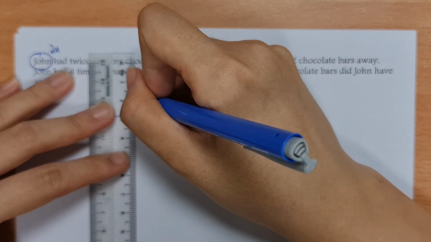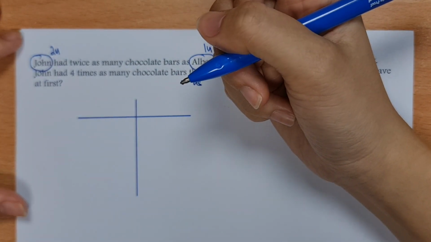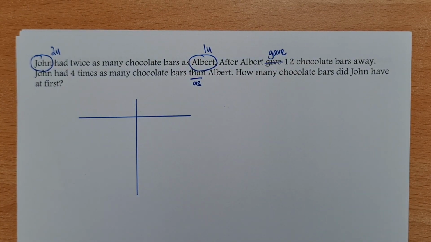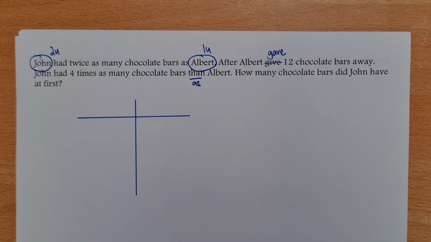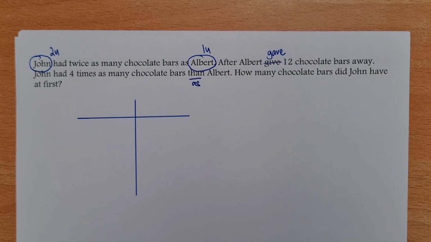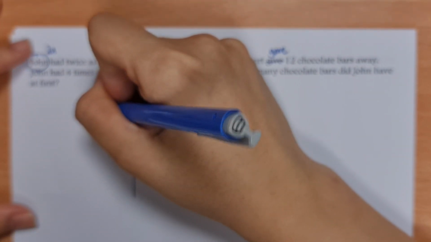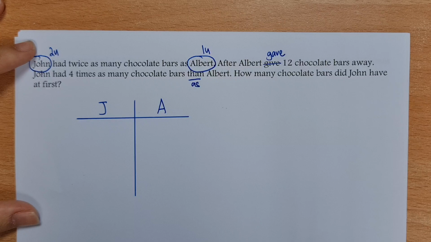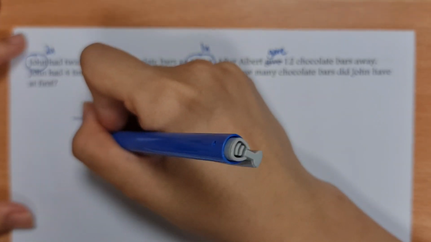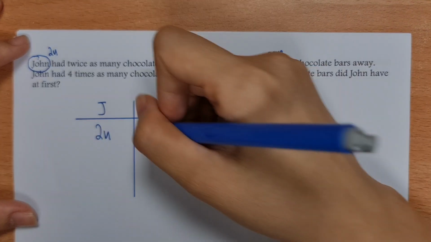Table method essentially is similar to model method. Instead of writing in pictorial form like model, we write it out. We organize the data and get information out of it. So it's a more abstract method. We have John and we have Albert. We know that John has 2 units. We know that Albert has 1 unit.